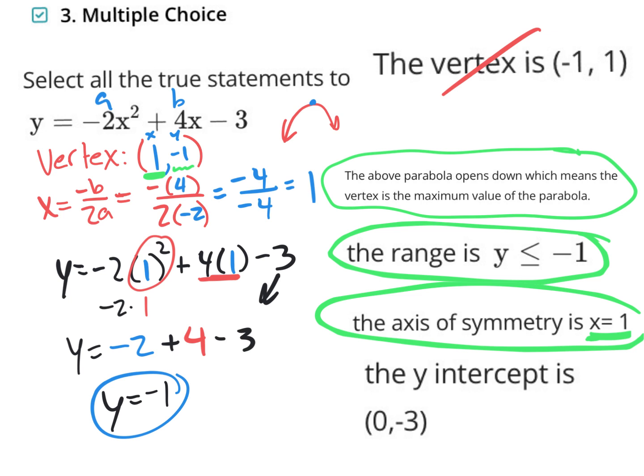And last but not least, the y-intercept is this location. Well, how do you find the y-intercept? You set x equal to 0, and if you set these x's equal to 0, everything becomes 0, and 0 take away 3 really is negative 3, so that's also a true statement. So all of them were true except for the original vertex that they gave you that was false.